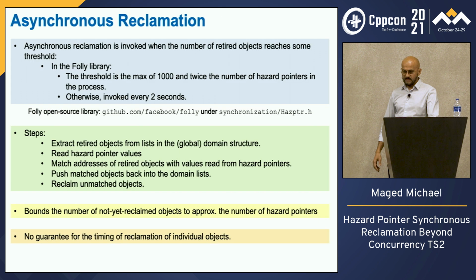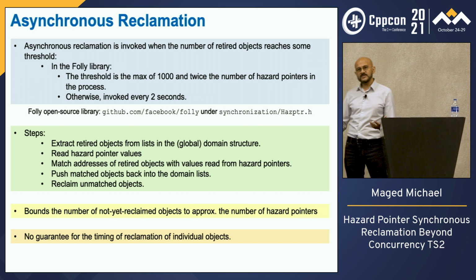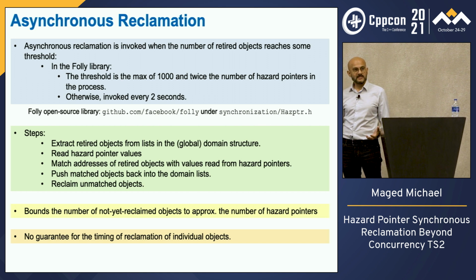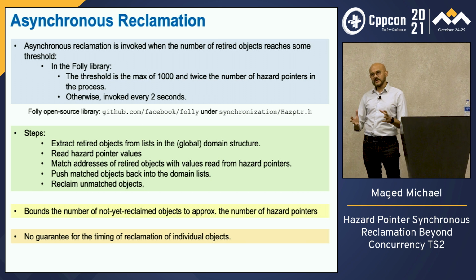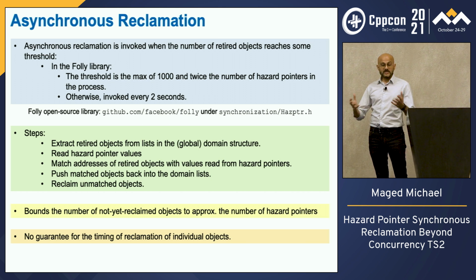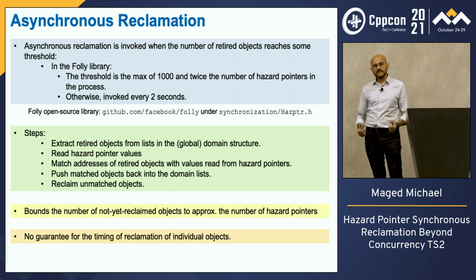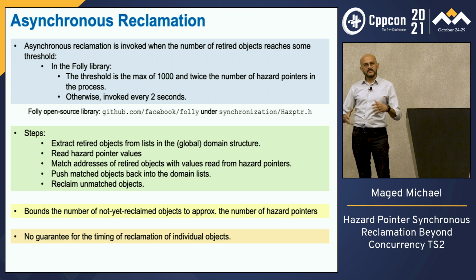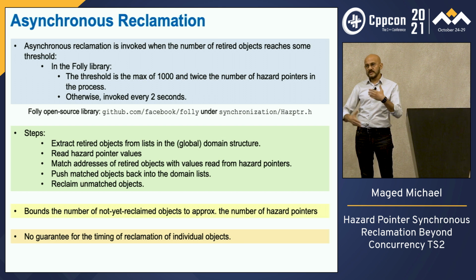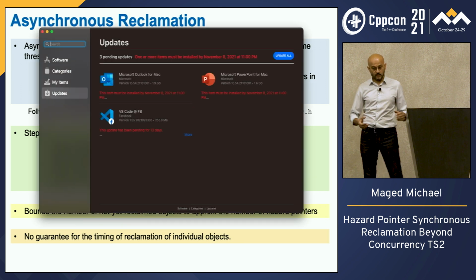Okay, moving on to what happens to retired objects. We cannot just accumulate retired objects, otherwise we'll run out of memory, so the library does asynchronous reclamation. Basically, it doesn't guarantee the timing of the reclamation. It just says that we're going to do it frequently.